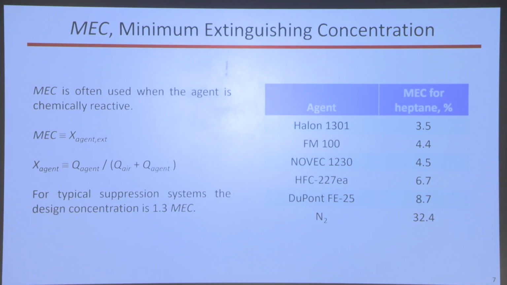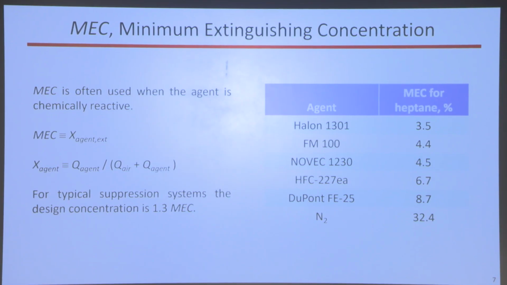Look at halon 1301. Unfortunately, it's very bad for the environment, and it's been phased out. You can't make it, you can't sell it anymore. You can use the stockpiles that you have, but it's no longer available commercially. But look at that, at 3.5%. So 10% as much halon as you need of nitrogen will suppress at least a heptane flame and most other flames.